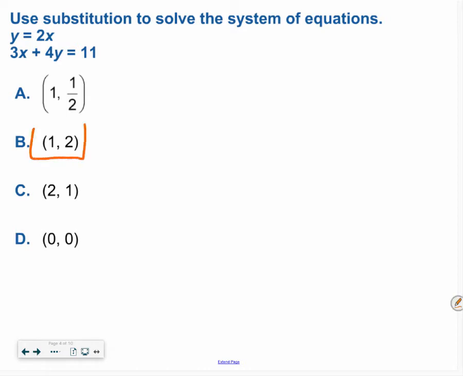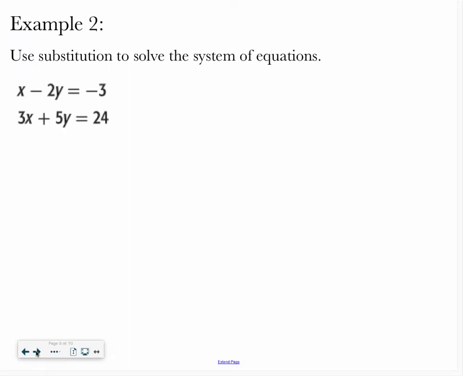Hopefully you ended up with 1, 2. If not, be sure to ask for some help, whether it's a friend or myself. Let's look at example 2. Let's try again. We want to use substitution to solve the systems of equations.